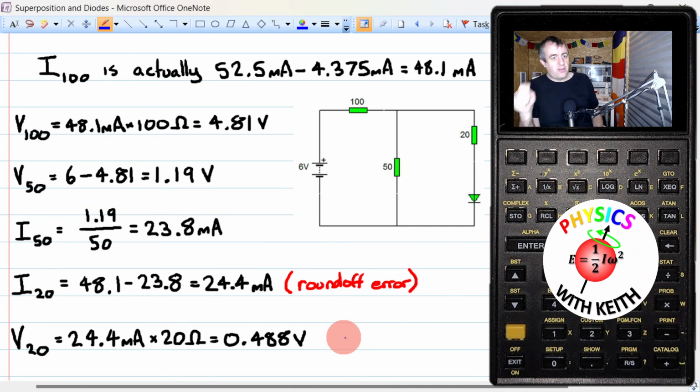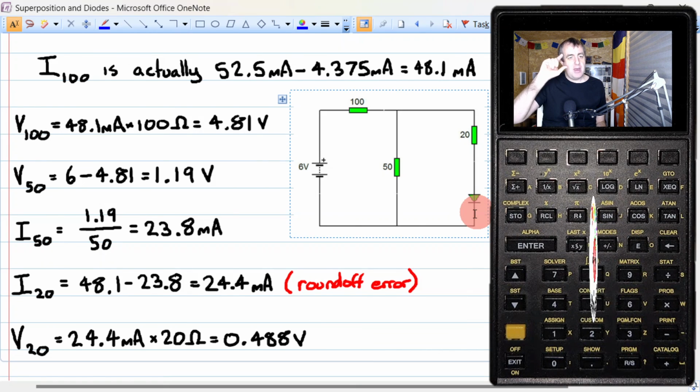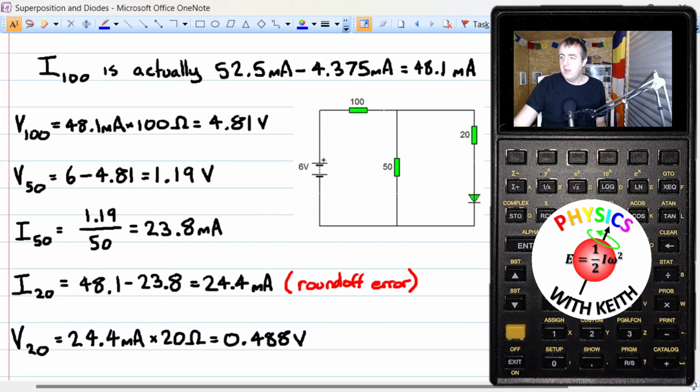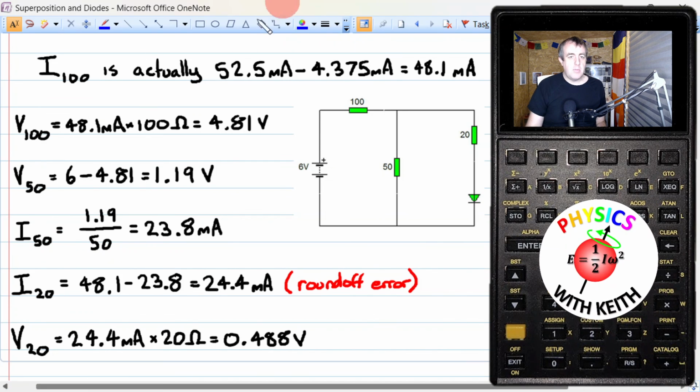So you can use superposition with diodes, turns out, but you've got to treat the diode as a power supply in the opposite direction with 0.7 volts. And that's all I have to say about that. Hopefully that's useful.